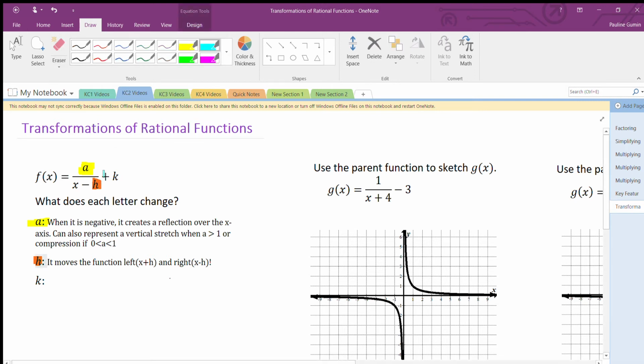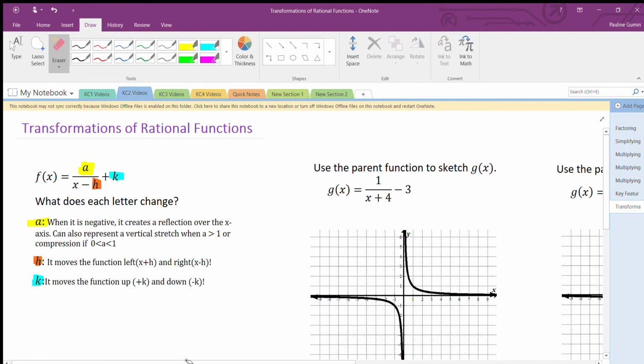Last, we have plus K. K represents our movements up and down. Luckily, when it's plus K, we're moving up. When it's minus K, we're moving down. So the only weird opposite thing is with the H's. Let's use that knowledge and the parent graphs to transform our functions.